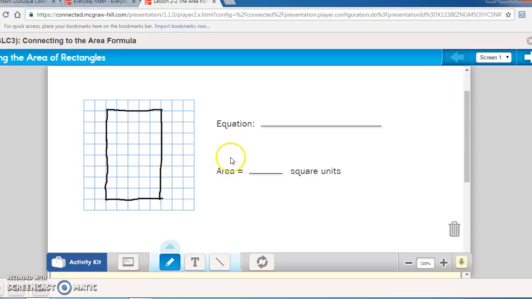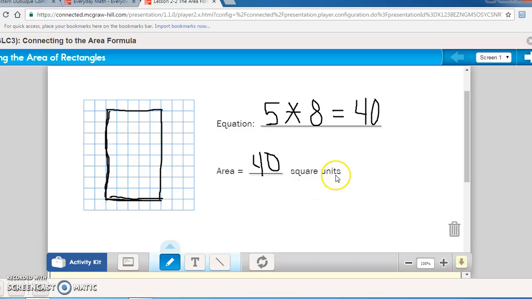So to find the area, what's my equation? Remember, area is length. The length is the kind of the laying down line, which is 5, times width, which is the line I'm going over right here, which they told us was 8, which equals 40. So what is my area? 40 square units. Now it says square units because if you counted each one of these units inside, you would come up with the number 40.